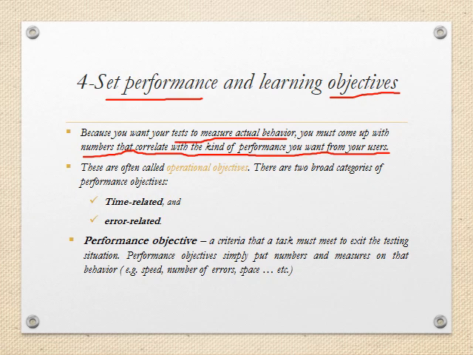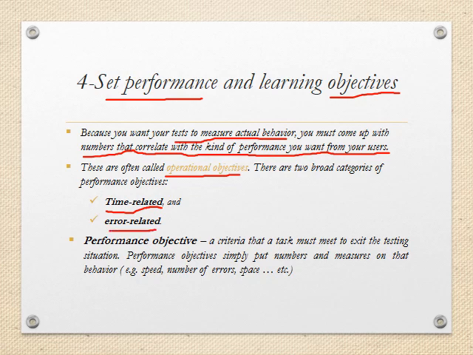These are often called operational objectives. So we can call them either performance objectives or operational objectives. There are two broad categories of performance objectives. First, time related, which relates to the time to perform a task. As we said previously, if I find a specific piece of information in 5 seconds, this means the document or the product is usable. Here I put the 5 seconds, which is a time related objective or performance objective.